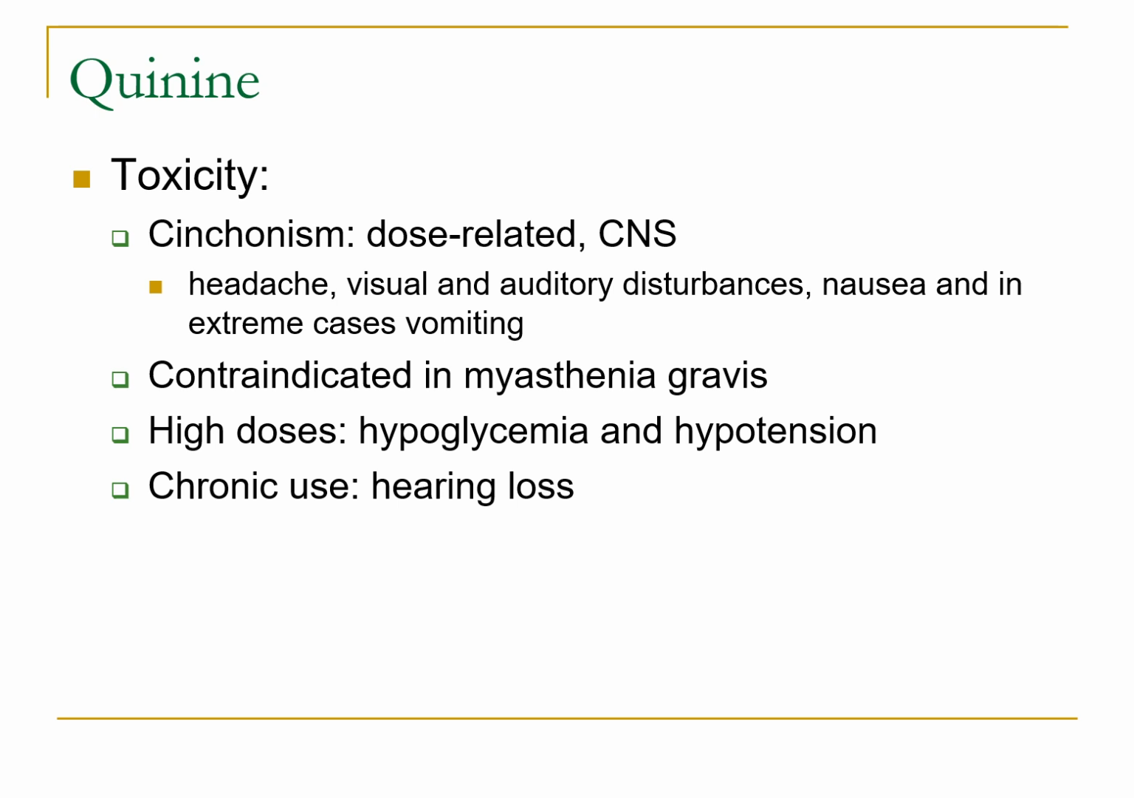So toxicity, one is cinchonism. Cinchonism, this word is coming from the cinchona tree. And this is dose related, and those are the central nervous system side effects. So one can have headache, visual, auditory disturbances, nausea, and in extreme cases vomiting. Those drugs are contraindicated in myasthenia gravis, obviously. At very high doses, they might lead to hypoglycemia and hypotension, and on chronic use, we may have hearing loss, which is problematic, of course.